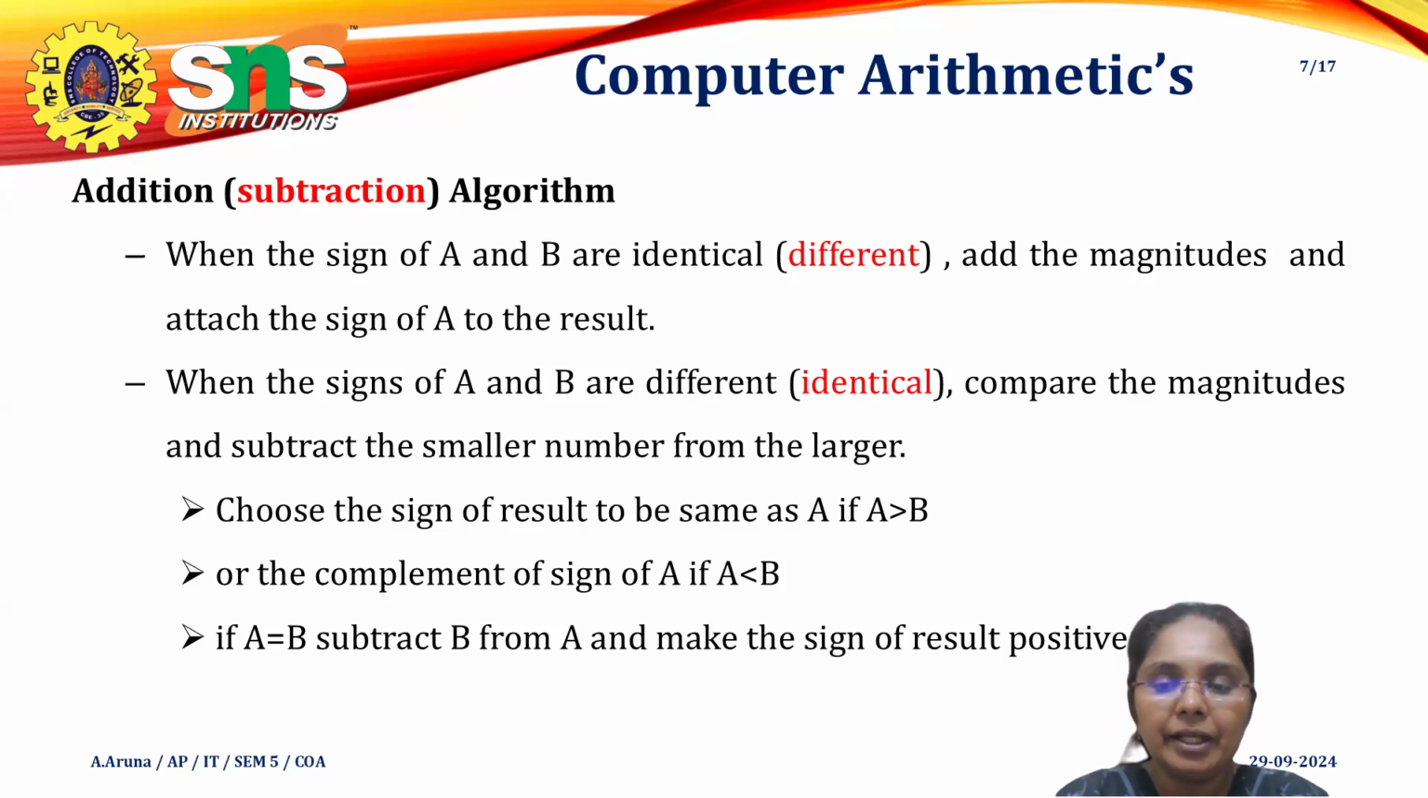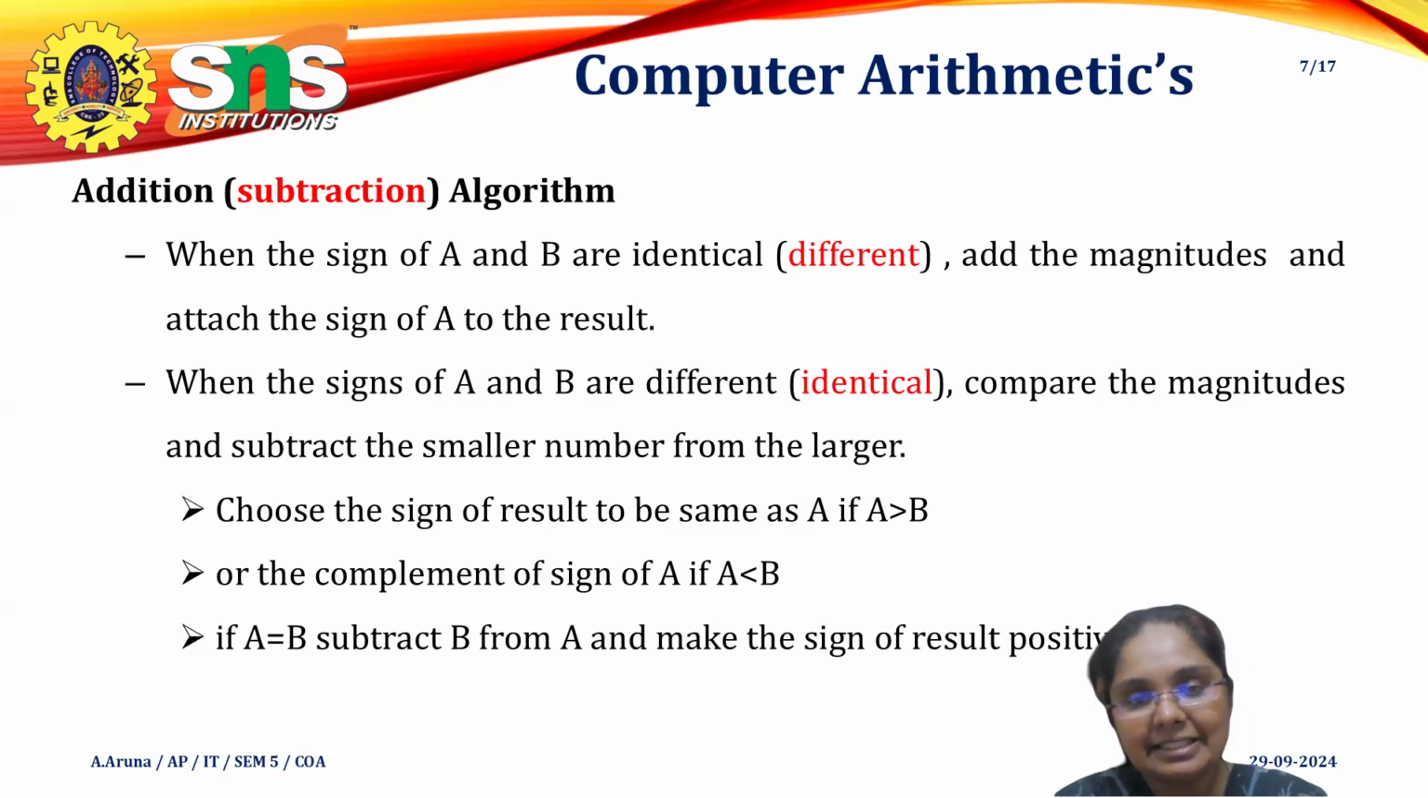While doing an addition operation, two numbers are required. So two numbers must be signed numbers. What do you mean by signed? Signed means both negative and positive numbers. So we have to follow different algorithms, different steps, for when both have the same sign and when both have different signs, that is positive and negative, or negative and positive.